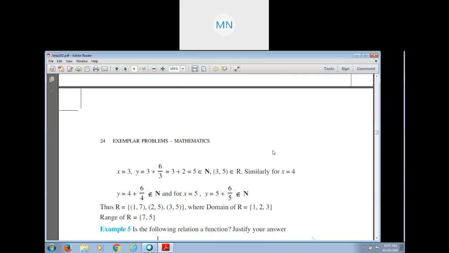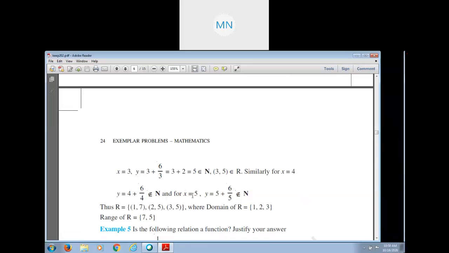Similarly, take x equals 4. Then y will be what? 4 plus 6 by 4. Is it a natural number? No, ma'am. No. So this ordered pair will not come in R.